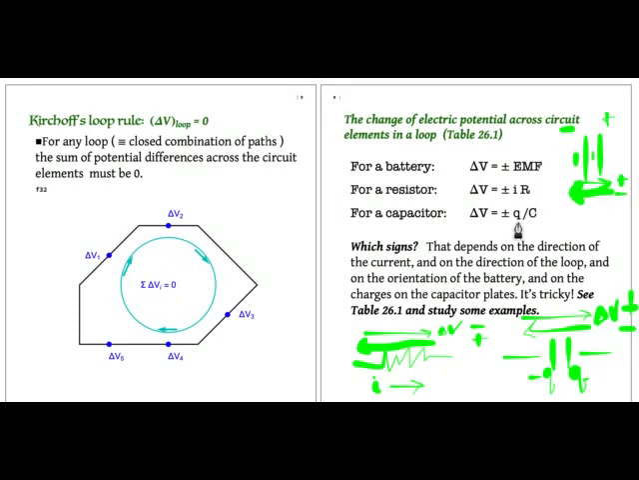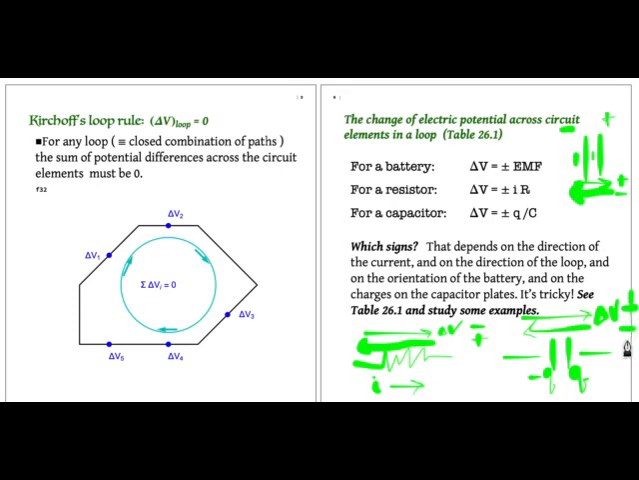So again, the value of the change in the potential is simple. It's the charge divided by the capacitance. But the tricky part is what's the sign? And that depends on which direction you're going around the loop. It also depends on what your guess is for the charge on the two plates. If you made the guess that this plate is positive and this plate is negative, then this would be the change in potential for these two directions. But if you made the assumption that this side was positive and this side was negative, then these signs would change.